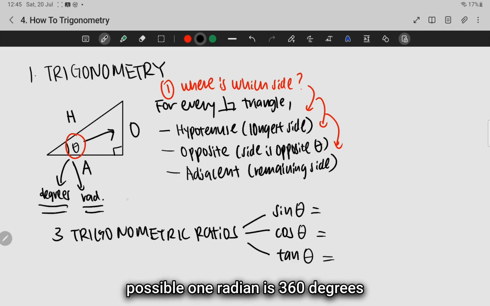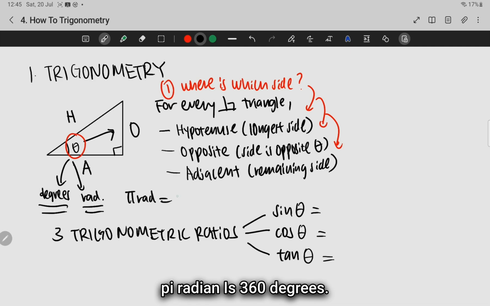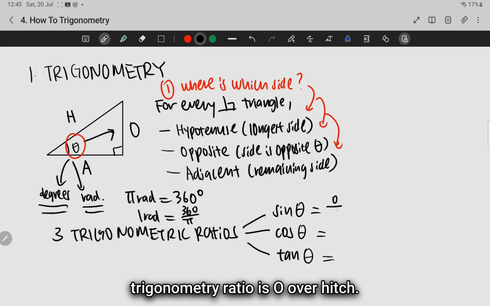Radians is also possible. Pi radian is 180 degrees. So 1 radian is 180 divided by pi. And that is it. Now, for sine theta, the trigonometric ratio is O over H.